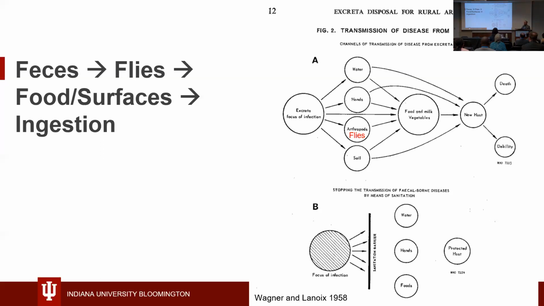All right, so I'm sure everyone in the room is familiar with the F diagram of fecal-oral disease transmission. This is the original F diagram from Wagner and Lanoix back in 1958. As you can see, even 50 years ago, we recognized the importance that enteric pathogens shed in human feces are transferred through the environment through environmentally mediated pathways. One of those pathways includes flies, which are landing on human feces, and then possibly landing on food or other surfaces which may be ingested to cause new infections.